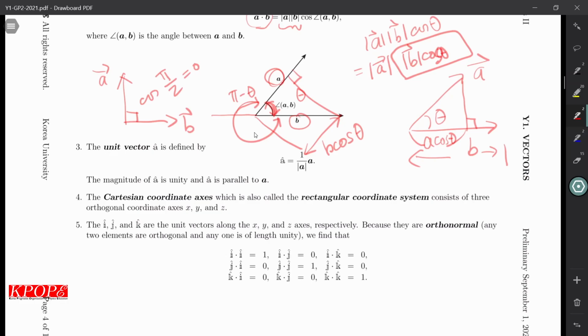As we have already studied, there are 3 linearly independent vectors in the 3-dimensional Euclidean space, and the 3-dimensional Euclidean space can be described easily in terms of the Cartesian coordinates. The basis vectors in the Cartesian coordinates are usually selected as I, J, K. We use the hat to represent the unit vectors along the x-axis, along the y-axis, and along the z-axis.